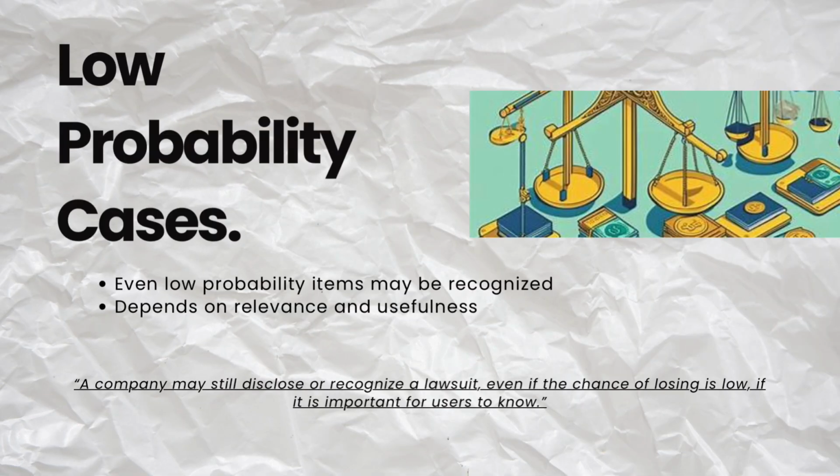So, even if the probability of an inflow or outflow is low, the item may still be recognized. This depends on whether the information is still relevant and useful to users. As an example, a company may still disclose or recognize a lawsuit, even if the chance of losing is low, if it is important for users to know.